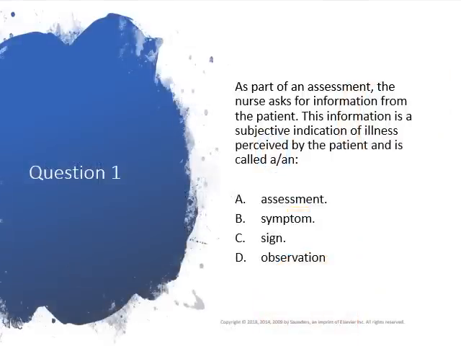It is now time for us to review a couple of questions regarding the first part of this presentation. Let's take a look at this question together. As part of an assessment, the nurse asks for information from the patient. This information is a subjective indication of illness perceived by the patient, and it is called: A, assessment, B, symptom, C, sign, or D, observation? Take a moment to consider your response.